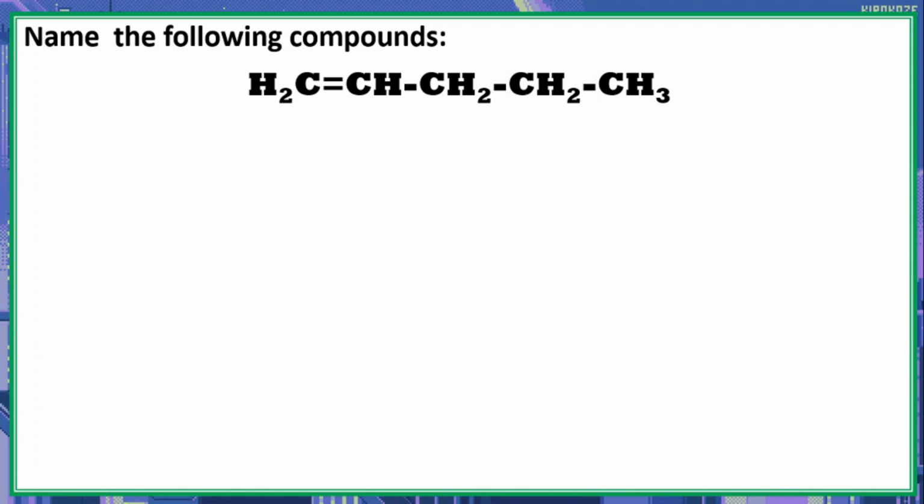Okay, so for example, name the following compounds. So this is the compound. First, determine the name based on the number of carbon atoms. We have 1, 2, 3, 4, 5. Since it is 5 carbon atoms with a double bond, it is called pentene, or 1-pentene. Why pentene? Because the double bond is found on the first carbon atom. It can also be called pent-1-ene.